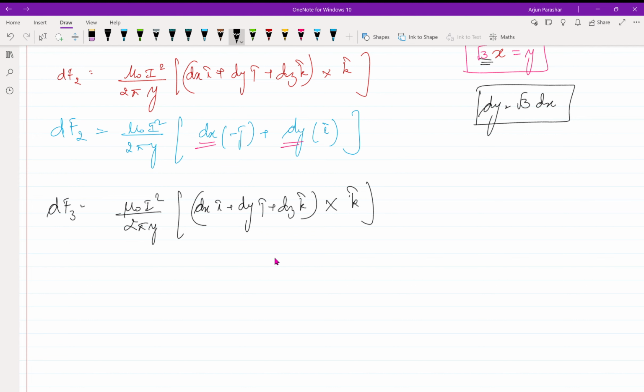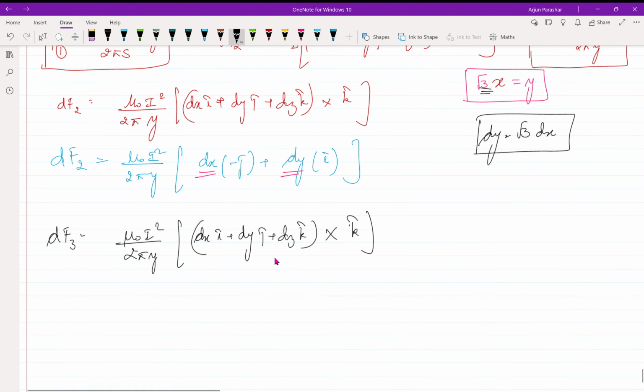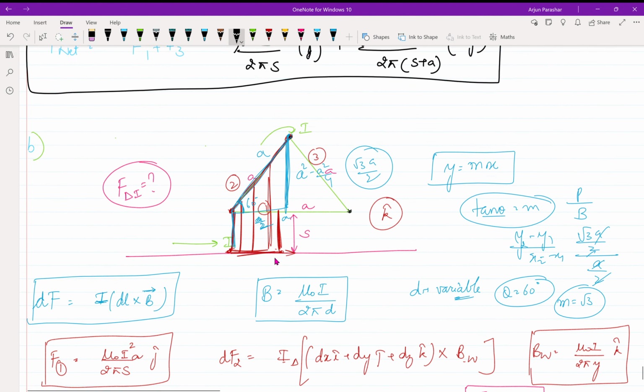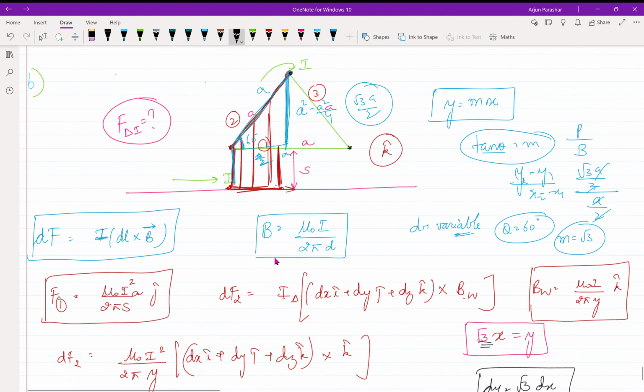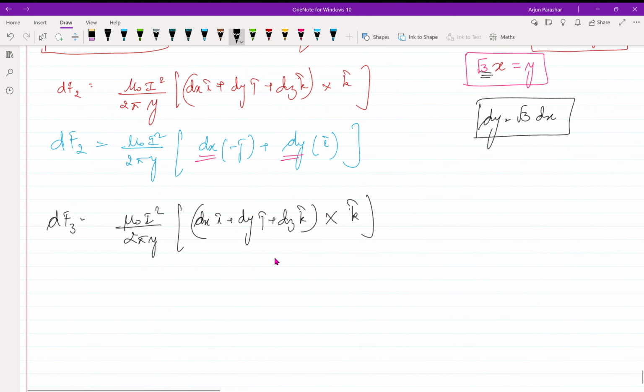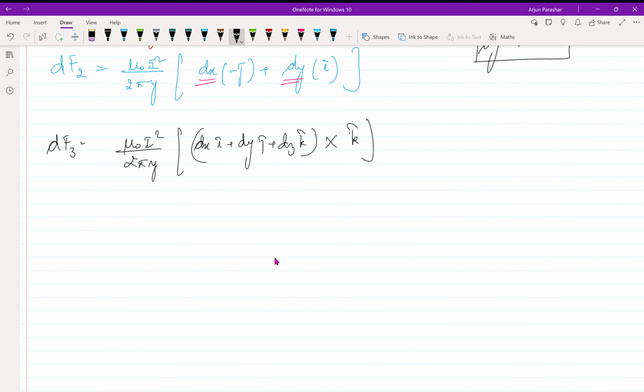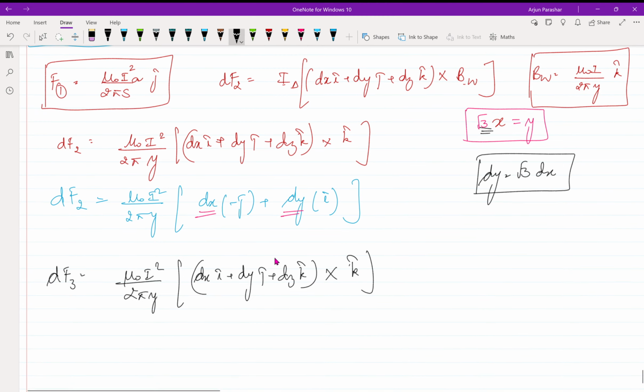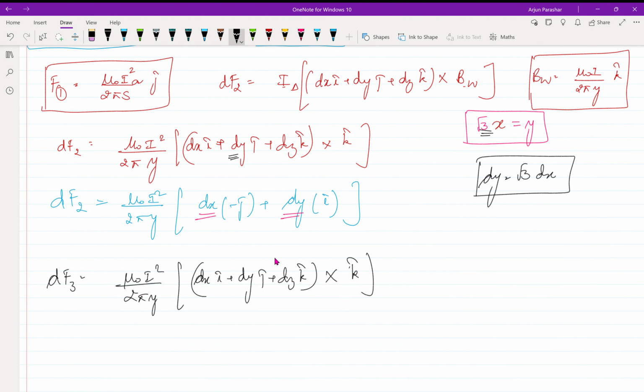But the thing is, for this part, the direction of dl will be reversed. Why will it be reversed? Let me clarify. Because as you chose, dy will be decreasing here. All right.